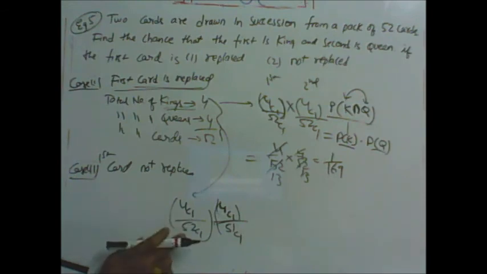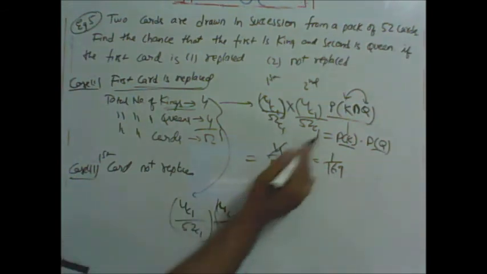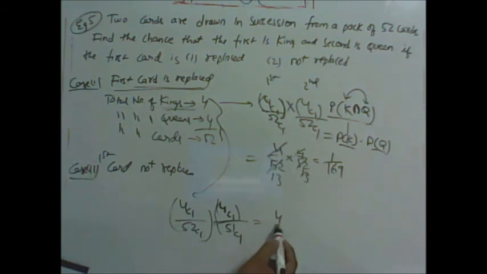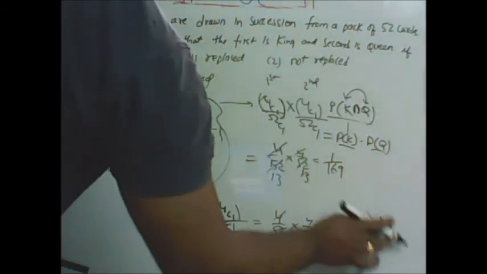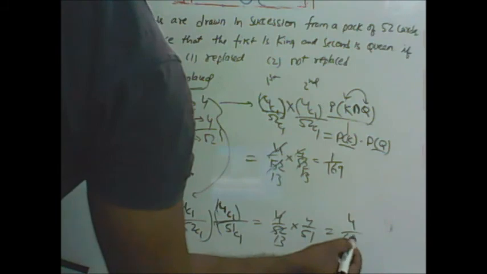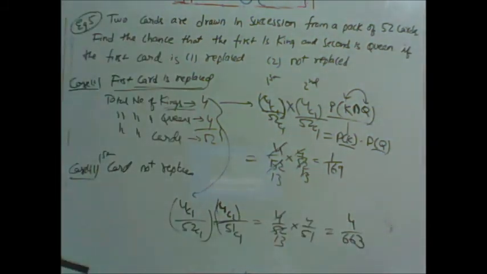And the probability that in the first draw the card is king is 4 by 52. So P of K intersection Q is 4 by 52 into 4 by 51. It will simplify by 13, so we can multiply and get the answer, which is 4 by 663. Hope this sum is clear to all of you.